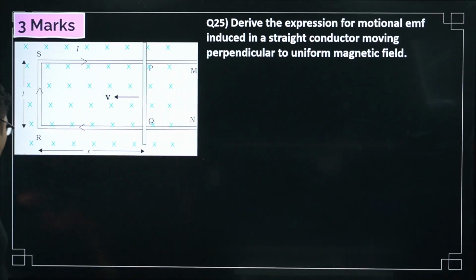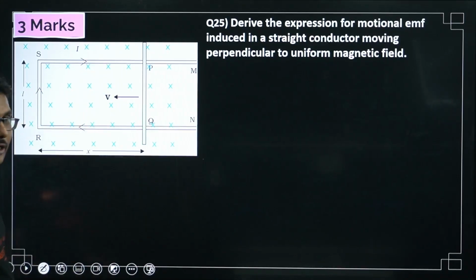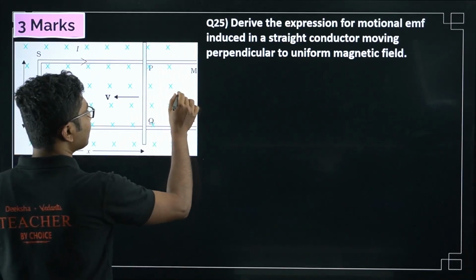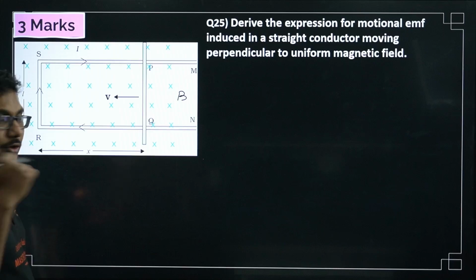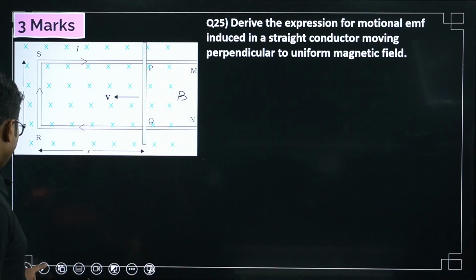Obviously cross means into the paper. I told you cross means into the paper because you want to hit it. Cross means the target where you want to hit, and circle means it is coming out of the paper. So the magnetic field is into the page of the paper, which is B.